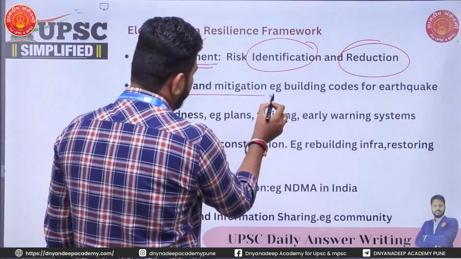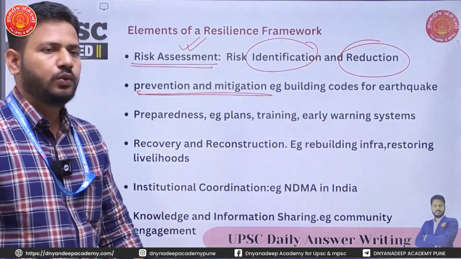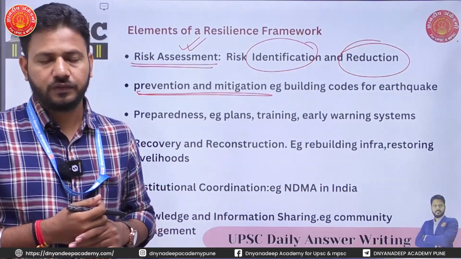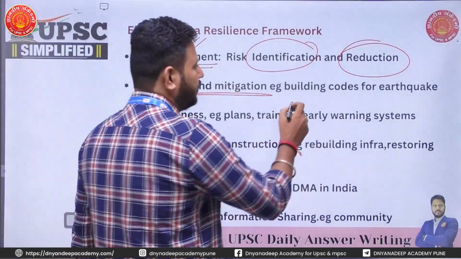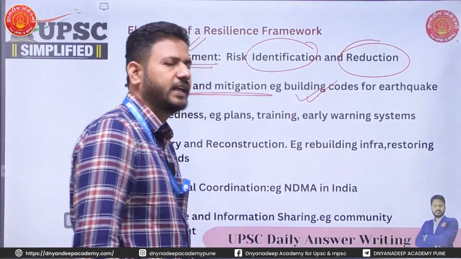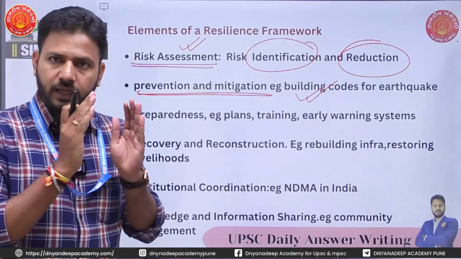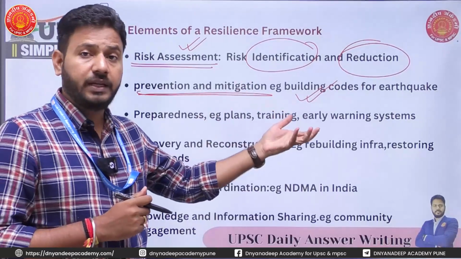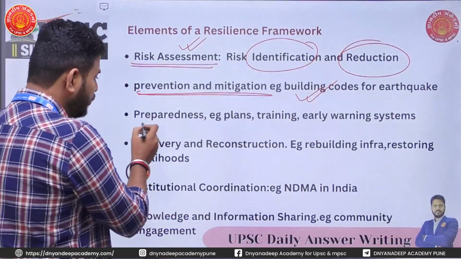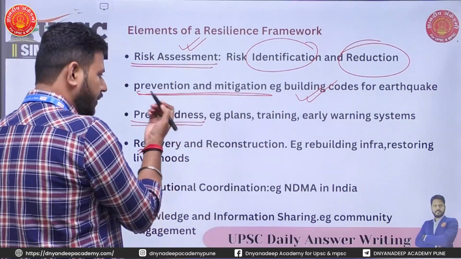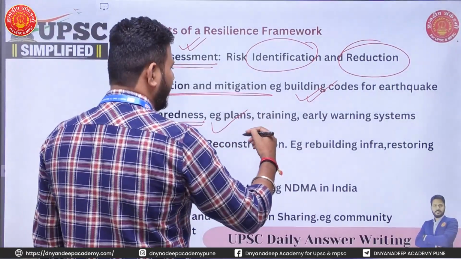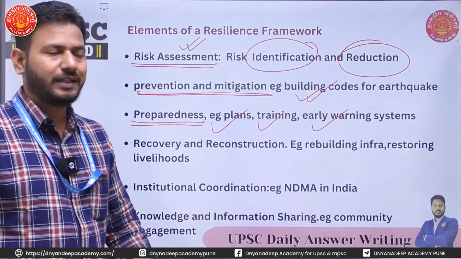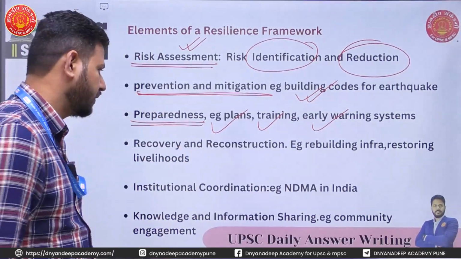Then there is prevention and mitigation. You know for a reason that Delhi, if it comes in zone 5 of earthquake, then you should have certain building codes there. What kind of structures are being built should be laid down. So there should be prevention and mitigation as well. Then you should have preparedness in place. For example, you should have plans, you should have training, you should have early warning systems in place. That becomes an element of the resilience framework.